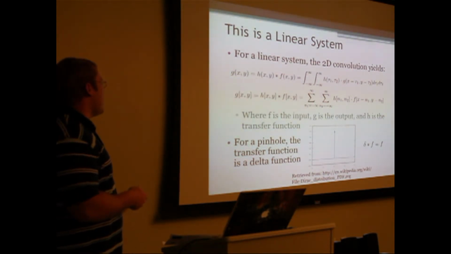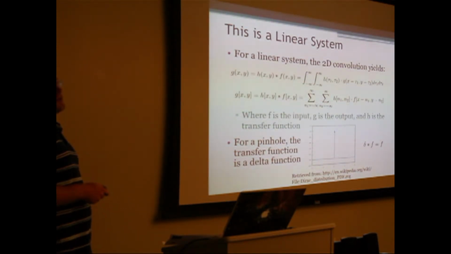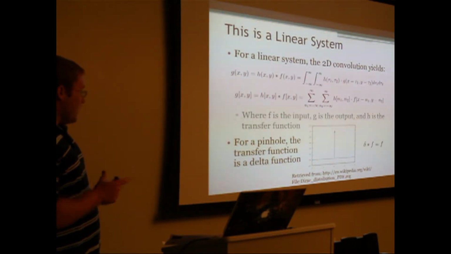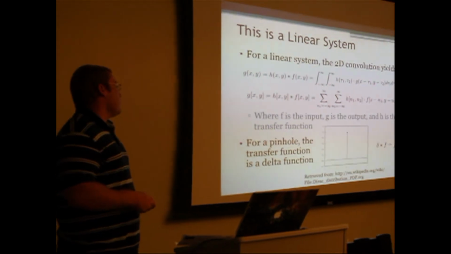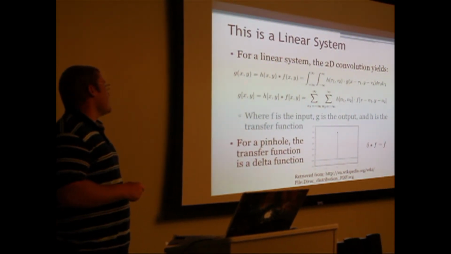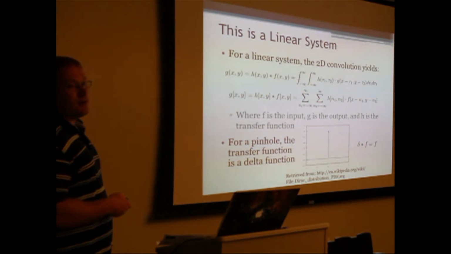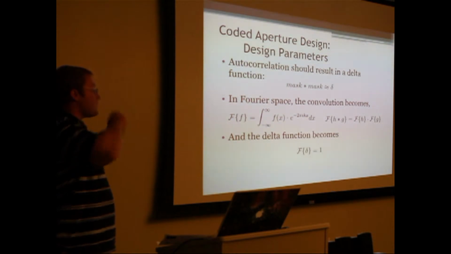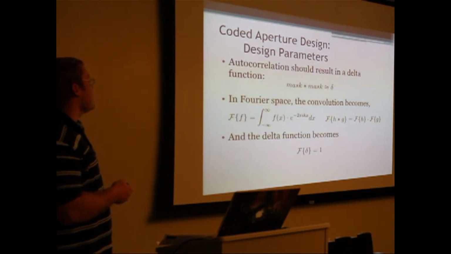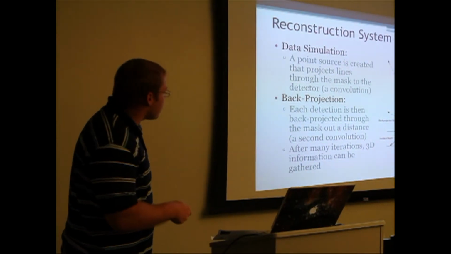And something to note is that for a pinhole camera, the transfer function is a delta function. A delta function is basically a function that is infinitely tall and infinitely thin, but such that the area under that curve is exactly 1. When performing this convolution, which is this process right here, when you convolve anything with a delta function, you get that function back. Something else to consider is that when designing the mask, we're going to want the mask to be such that the mask can convolve with the mask.